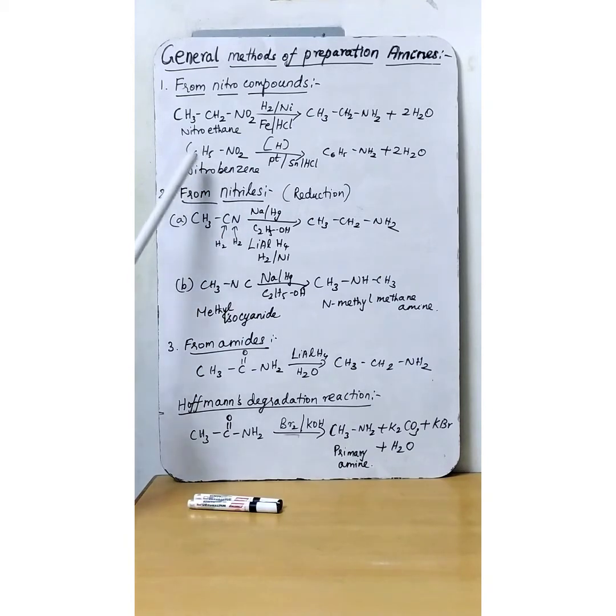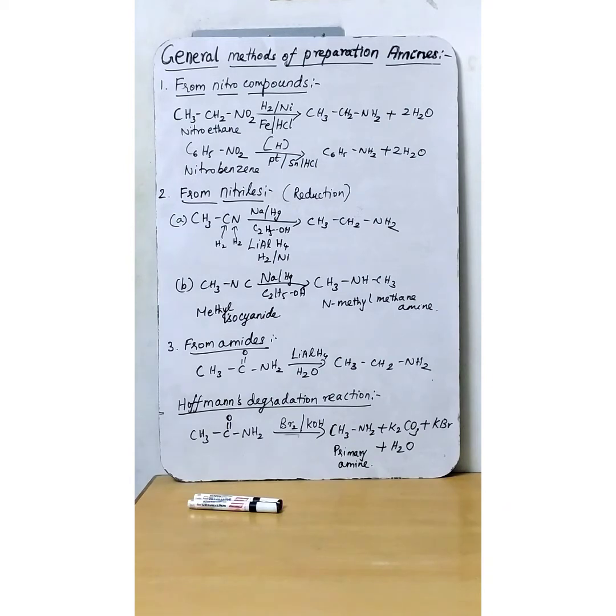So nitrobenzene will undergo reduction in the presence of platinum, or stannous and hydrochloric acid. It will give amino compounds as the product, that is aromatic amines like aniline. It will give this product by the removal of water.